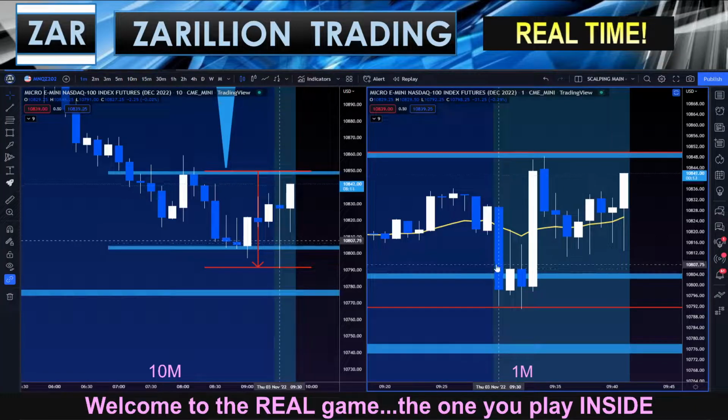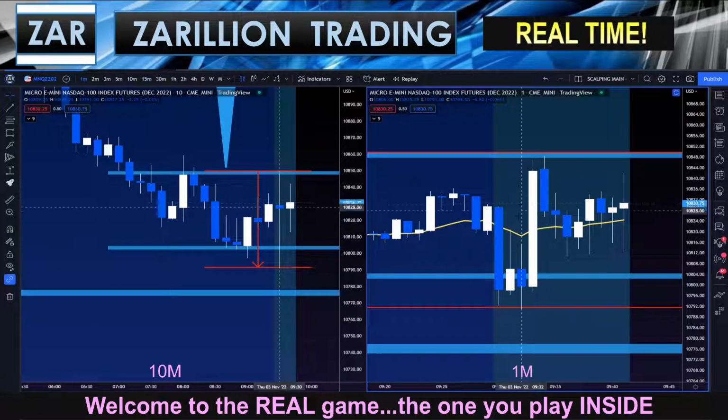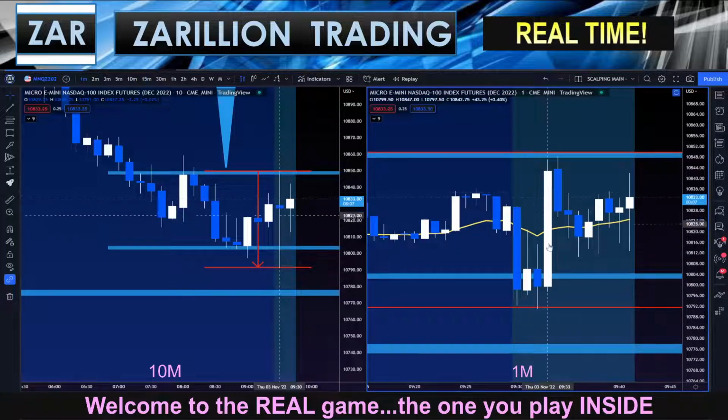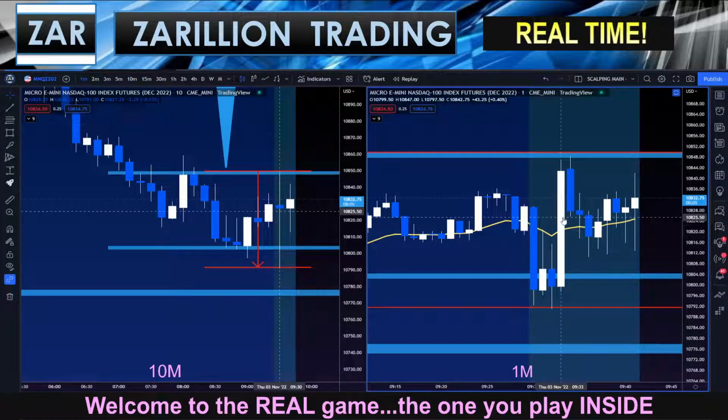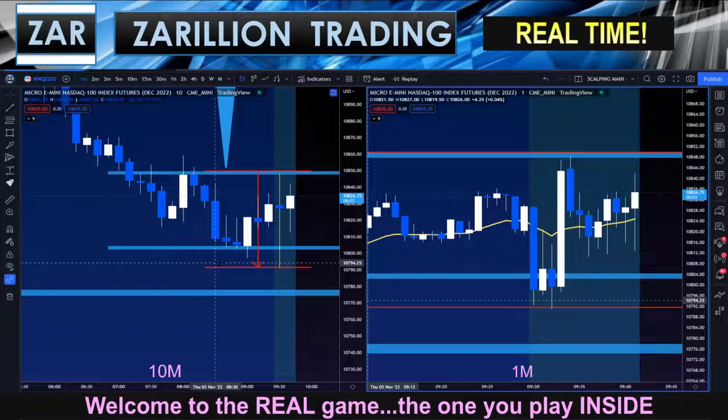I folded this blue candle, then I folded the next one, then I folded this big white candle. Not optimal. It felt like a strong hand there for a while, but I realized that's not the one I want to play with. I'm waiting for something else.